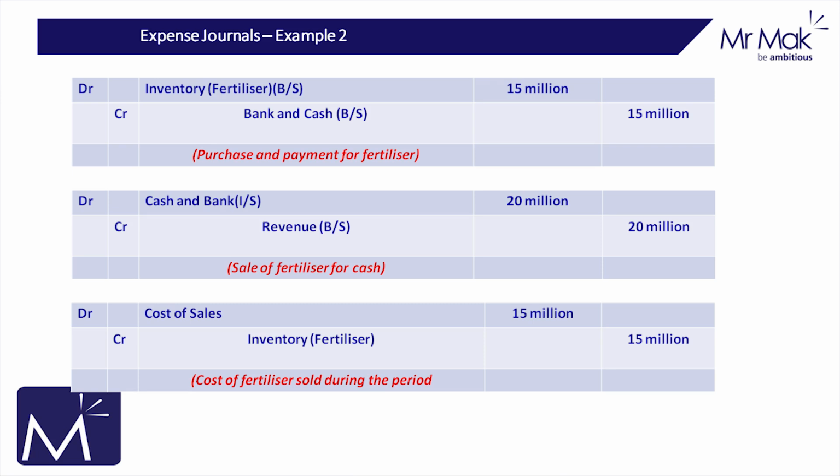They would also have to reflect their cost of sales, and they would do that by debiting their cost of sales, $15 million, and they would at the same time reduce their inventory, credit their inventory in their balance sheet, the equivalent of $15 million. How would this be reflected in the T accounts?